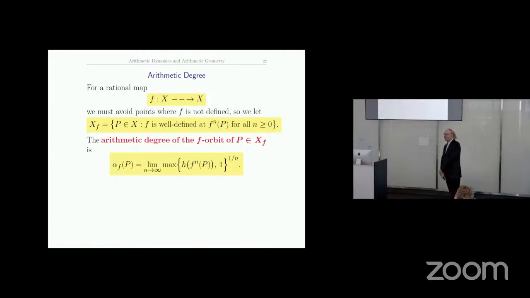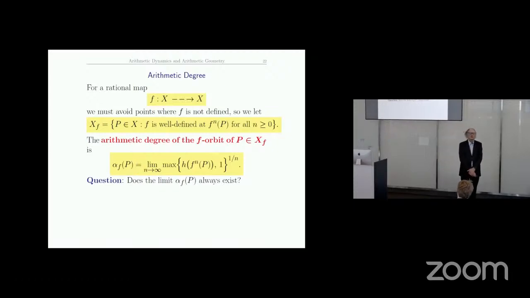So if we have a point whose forward orbit is well defined, then I'll define the arithmetic degree very similar to the dynamical degree, but I'll just substitute taking the heights of the points instead of the degrees of the maps. So we take the nth iterate of f, apply it to the point. Since you can have 0 there, I put in the max with 1. You take the nth root and let n go to infinity. And this is a natural measure of sort of the average arithmetic complexity of the points in the orbit. Unfortunately, we don't even know that this limit always exists.